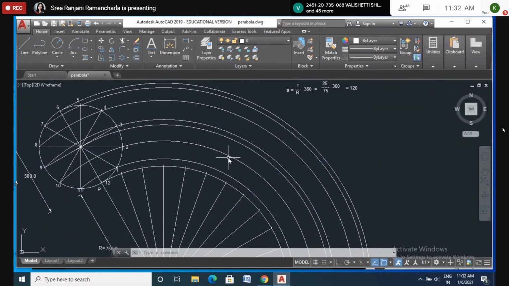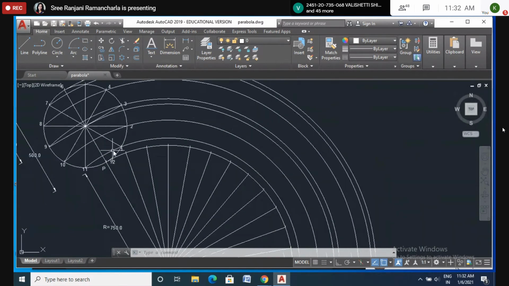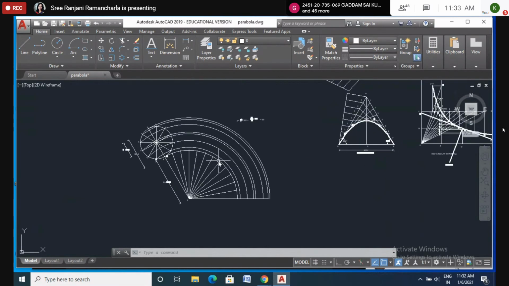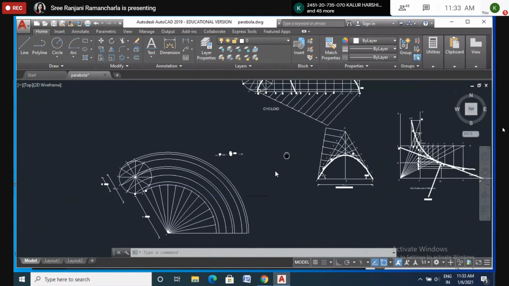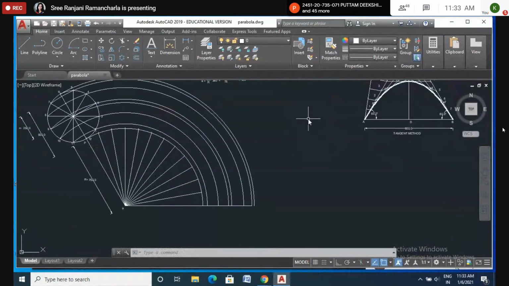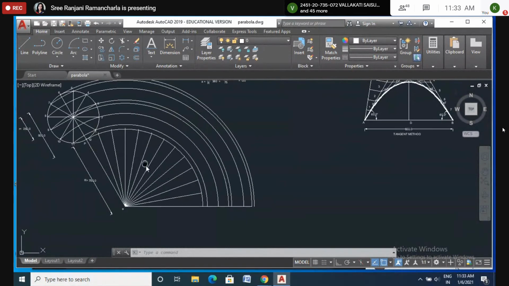Then after doing this, the cycloid and the epicycloid are one and the same, only the difference is that the cycloid is on a horizontal straight path, but the epicycloid is on a curved path. Only this difference is there.